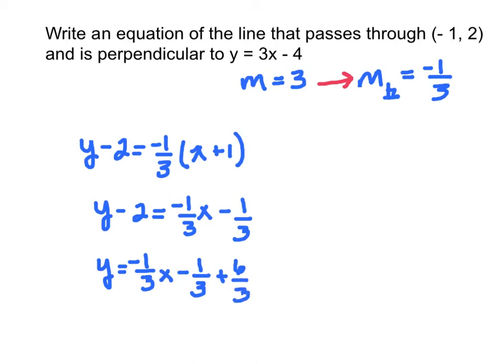And then finally I'm going to complete that addition, and I'm going to say y is equal to -1/3 x, and a -1/3 and a positive 6/3 will give me plus 5/3. My line that is perpendicular to y is equal to 3x minus 4 and moves through the ordered pair -1, 2 is going to be y is equal to -1/3 x plus 5/3.